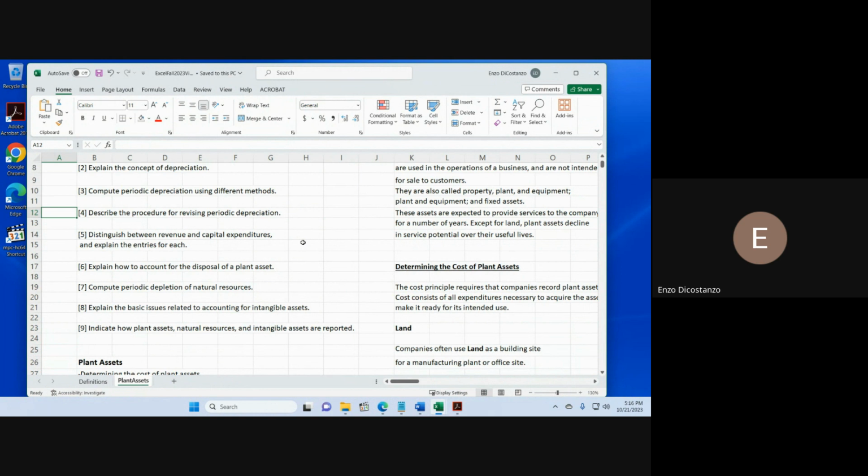Depletion of natural resources, basic issues related to accounting for intangibles. Indicate how plant assets, natural resources, and intangible assets are reported.